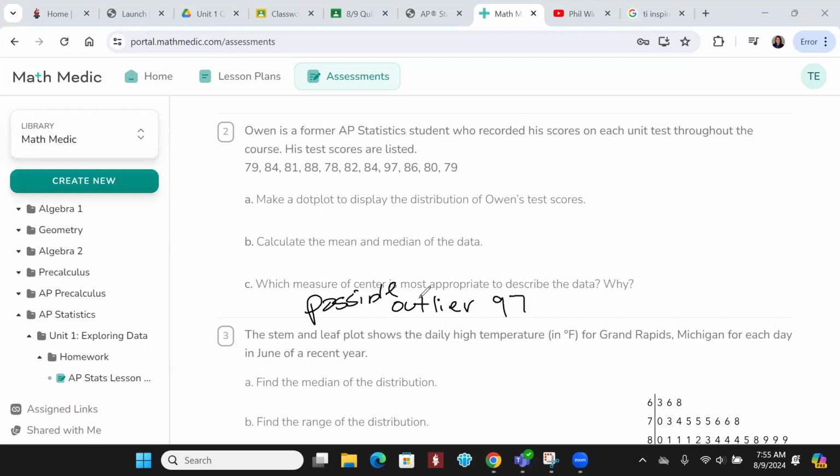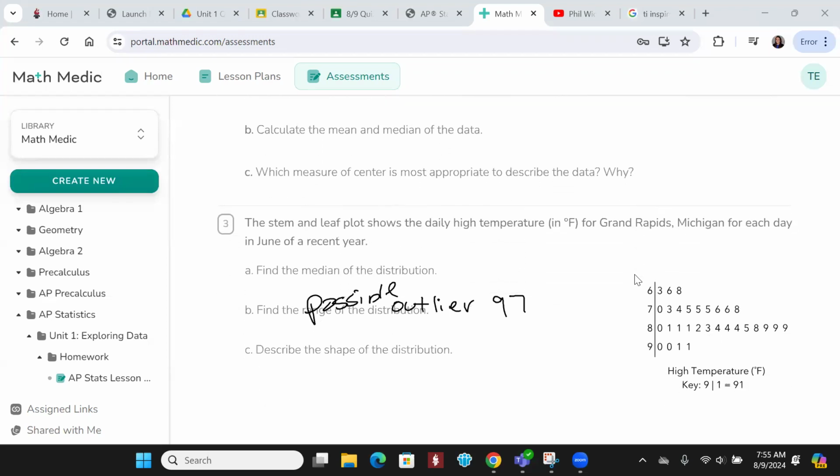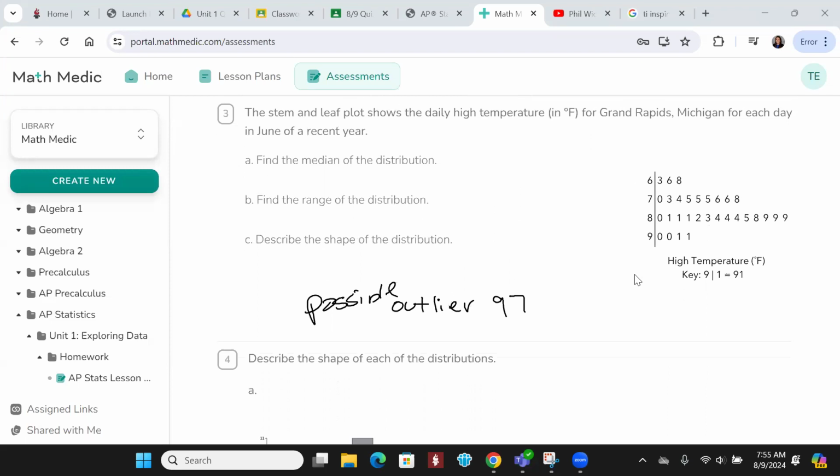Okay. Number 3, what was the median? 81 degrees Fahrenheit. Good. And include those units. Okay, range. 28. Look at it. Range, remember you're taking your highest to your lowest. So that should have been 91 and 63.